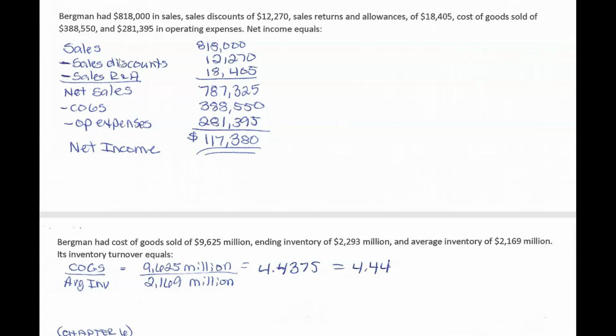Okay, let's calculate the net sales first. Take the sales, subtract sales discounts, and subtract sales returns and allowances, and we get net sales of $787,325. From there, subtract cost of goods sold, and that gives you your gross margin, and then subtract operating expenses, and that gives you your net income. The net income is $117,380.